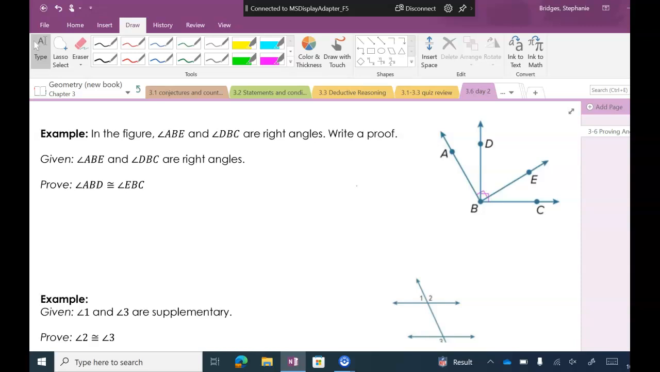So this is how we do it. We start with the first one. The measure of angle ABE equals 90. And then also the measure of angle DBC equals 90. And what was that definition we just used? The definition of right angles, yep. Because I was told they are right angles, I'm able to say that they both equal 90 degrees.